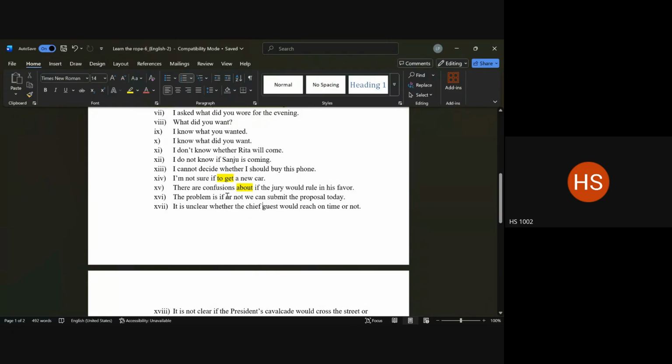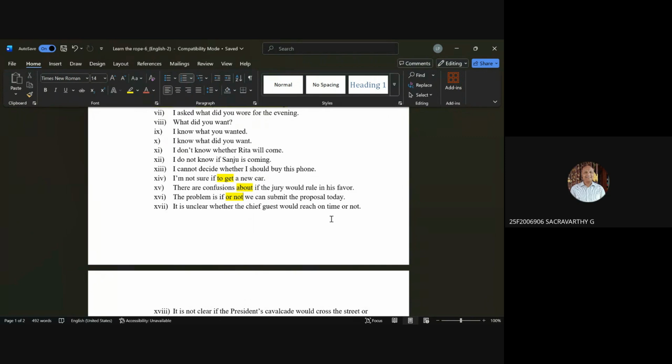Just like in the previous two cases, we choose whether if it is found towards the middle, as something that is a bridge between the subordinate clause and the rest of the sentence. Then you use whether. So in sentence number 16, "The problem is if or not we can submit the proposal today" is an ungrammatical construction. You have to say, "The problem is whether or not we can submit the proposal today."